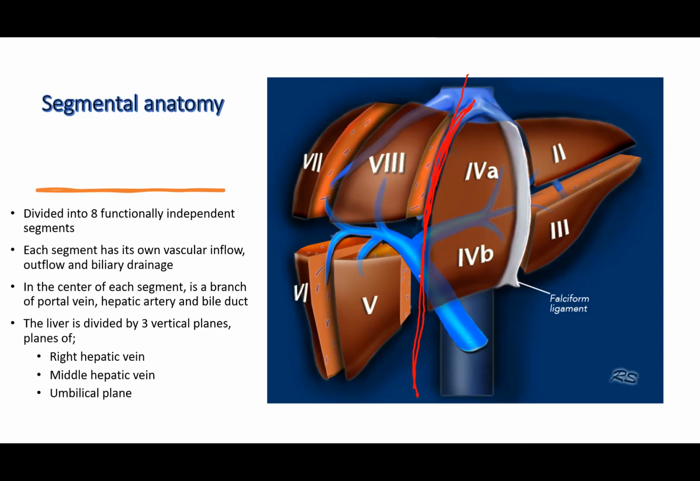So the right hepatic vein and the umbilical plane at the position of the falciform ligament. You can see how it divides into 3 planes, 3 vertical planes. Okay.